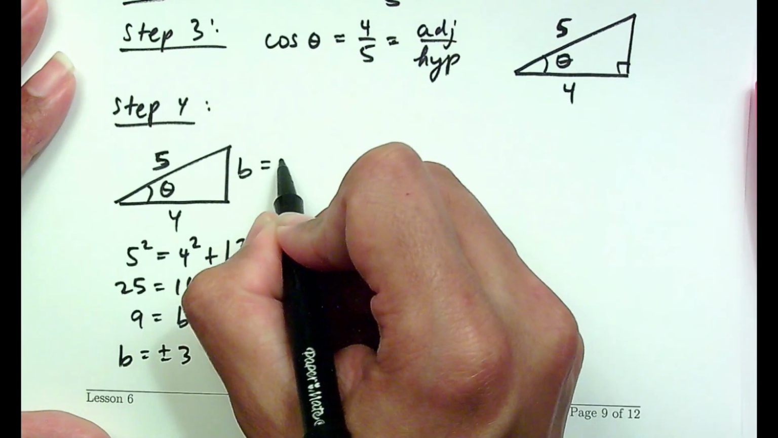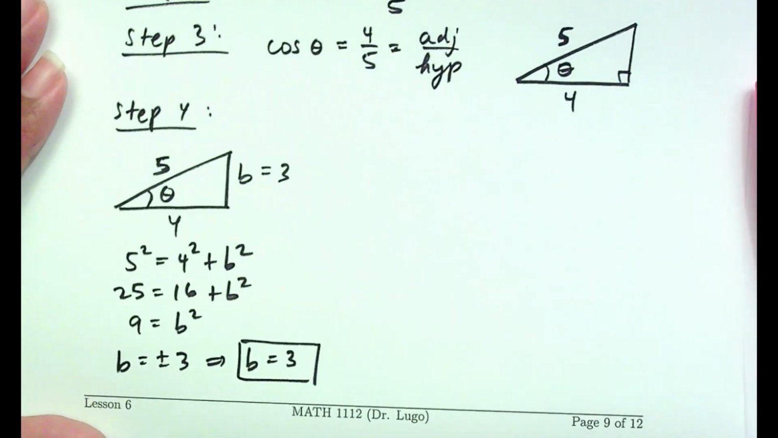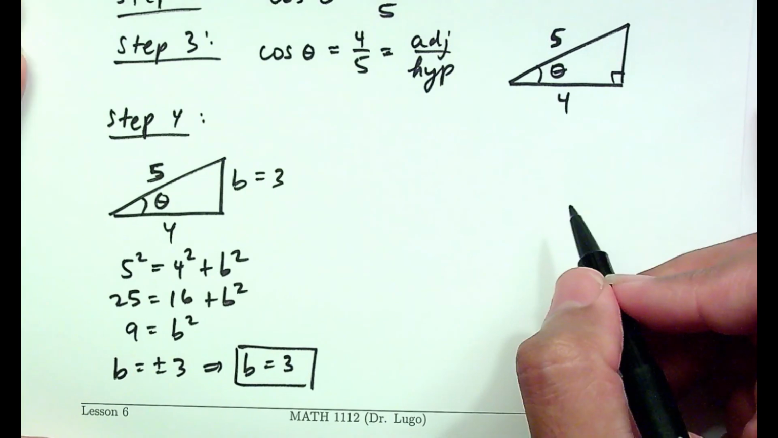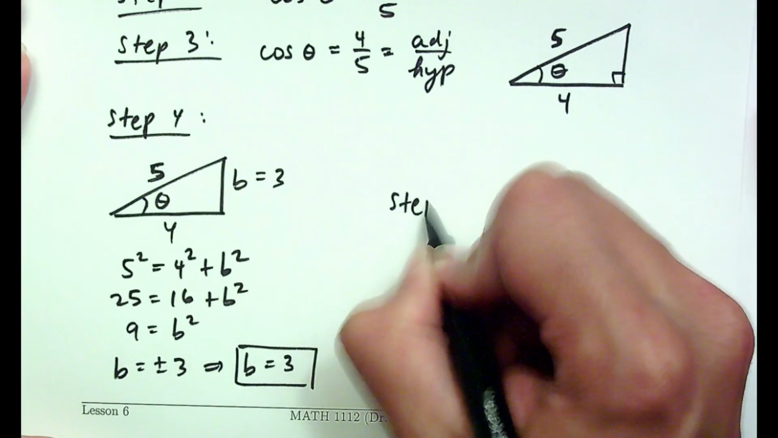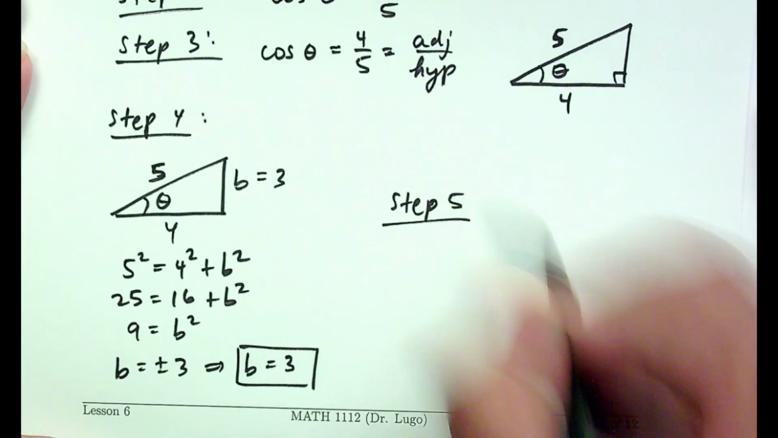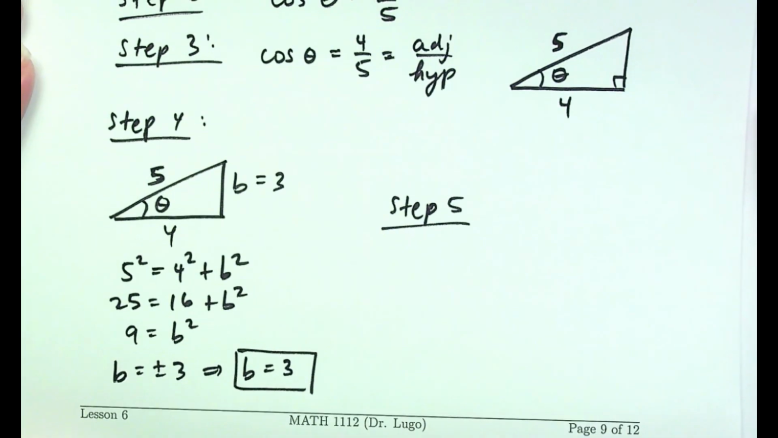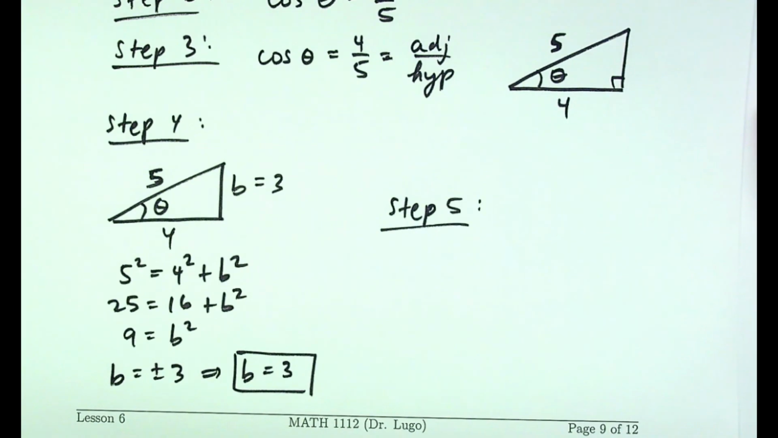So going back here, that means this is 3. And now we're basically done. We're essentially done. Step 5 is read off the final answer from this.